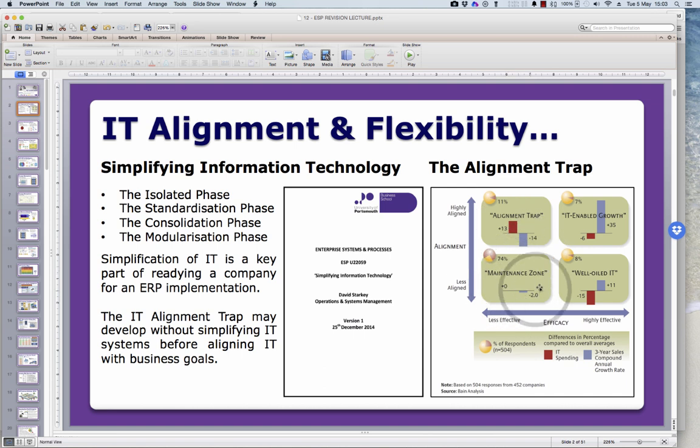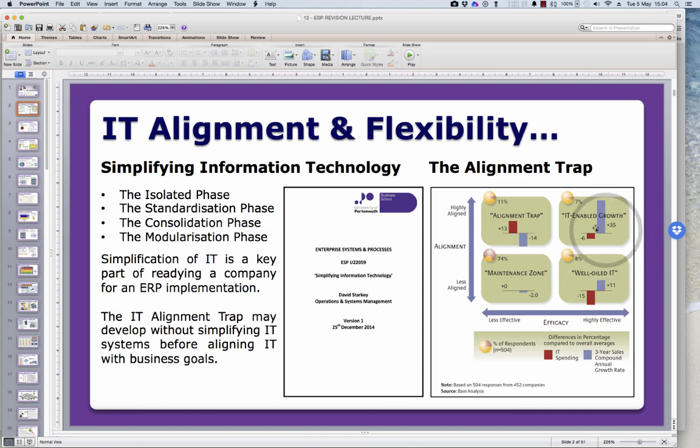Where you would like to go first, if you're in that situation, is to go to the maintenance zone, where you cut down your IT spending and you consolidate and try to get yourself into a position where you've got good, well-oiled IT, which is the next step. And here you have a much lower than the average company spend on IT, but you're starting to get some sales growth out of it.